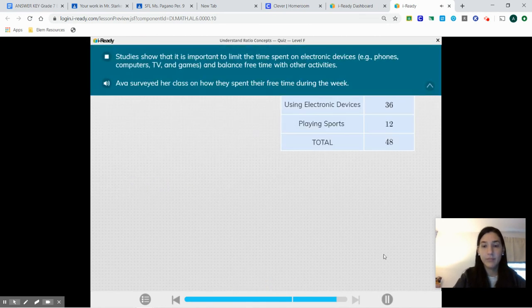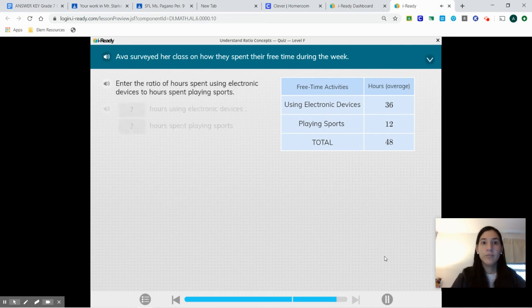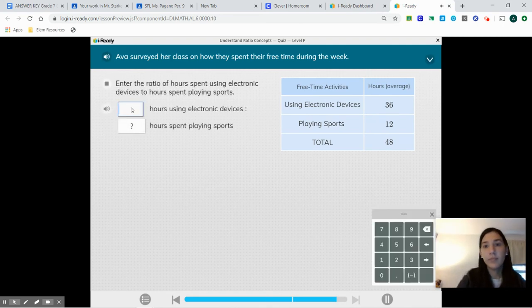Studies show that it is important to limit the time spent on electronic devices, for example, phones, computers, TV, and games, and balance free time with other activities. Ava surveyed her class on how they spent their free time during the week. Enter the ratio of hours spent using electronic devices to hours spent playing sports. Okay, so from our chart, we see using electronic devices is 36 hours, and time playing sports is 12. So we're going to have 36 to 12.